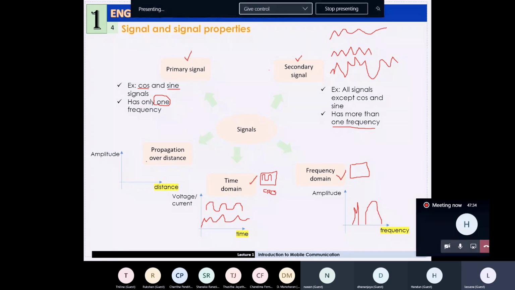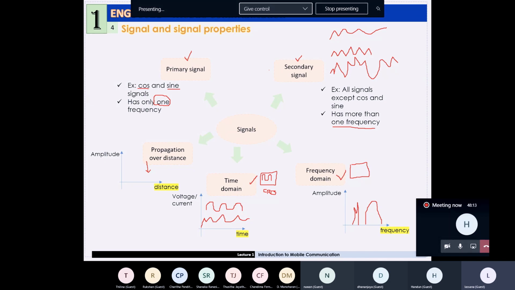That's mainly about signals. I guess now you understood at least some concept called signal categories, especially from the mobile communication subject point of view. Signal can be categorized into two main categories. One is called primary signal, or sometimes we call it a fundamental signal. If someone asks what is this fundamental signal, you can say a fundamental signal is a signal that has only one frequency. That is the answer.